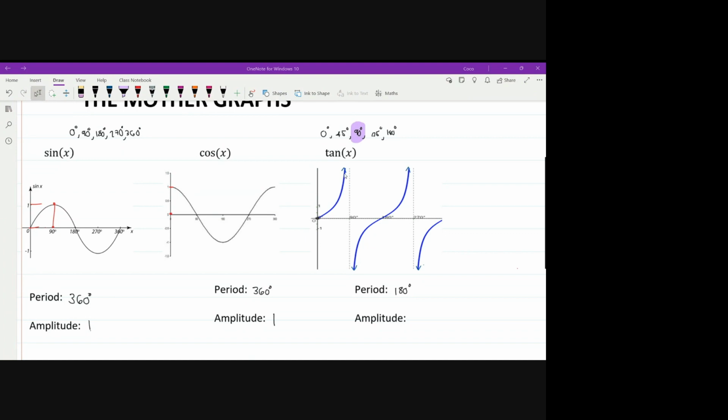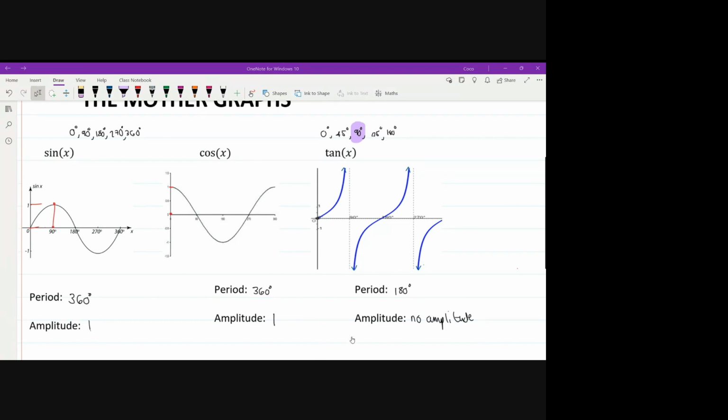Like up, up, up, up, up, and down, down, down, down, down. It will just keep going. So that tells me that my tan graph has no amplitude, none at all. Okay. No amplitude at all. So that's what we learned about on, I almost said on Saturday, on Monday. That's what we learned about on Monday.